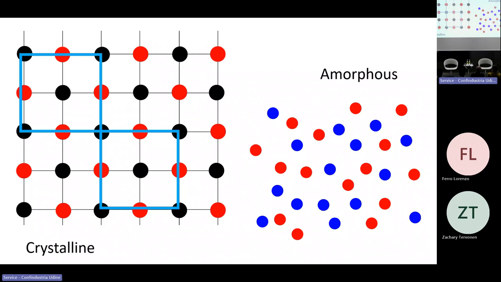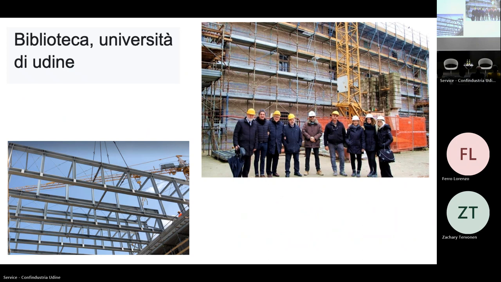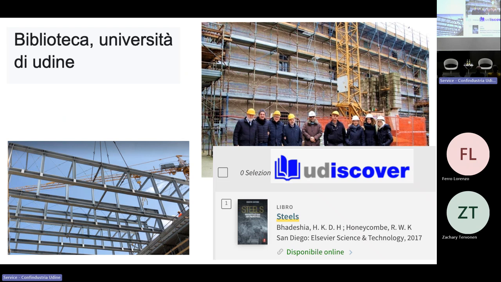Now, because I'm in Udine, I did some research. Okay, and this is the construction of the library of Udine University, the biblioteca. And of course, you know, the load-bearing structure, if you look at the architect's website, is made from steel. And the reason why I'm interested in this will become clear later on. But look, I did a search on the university catalog and I found my book there.